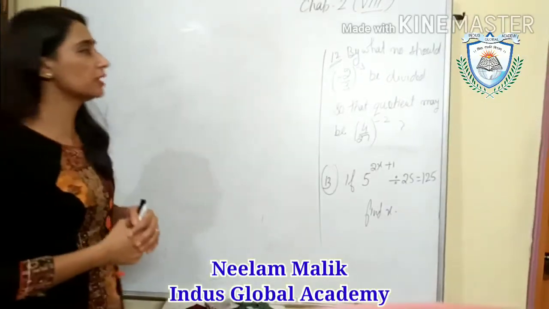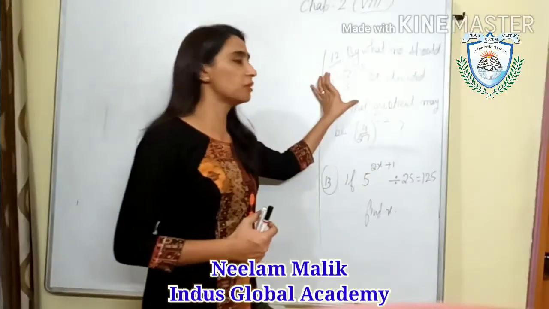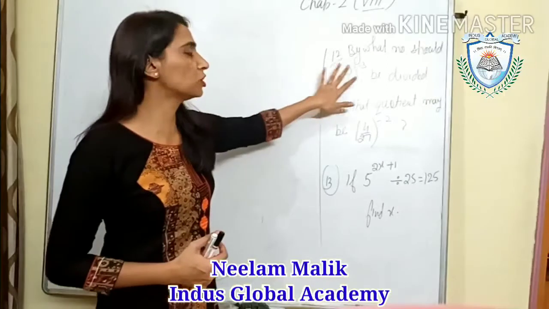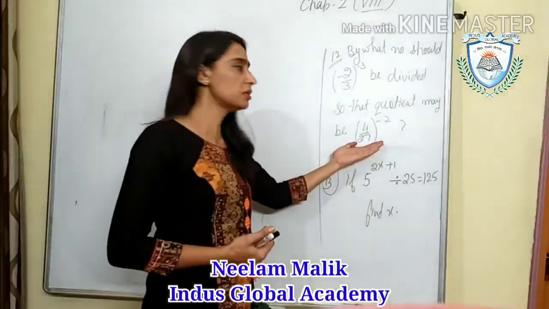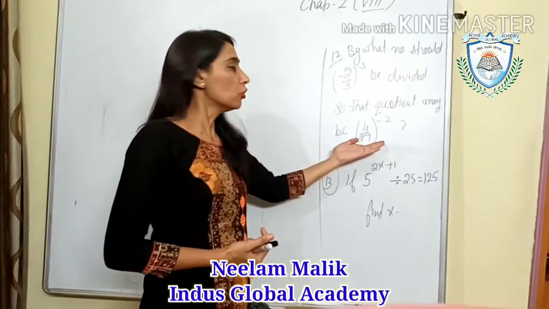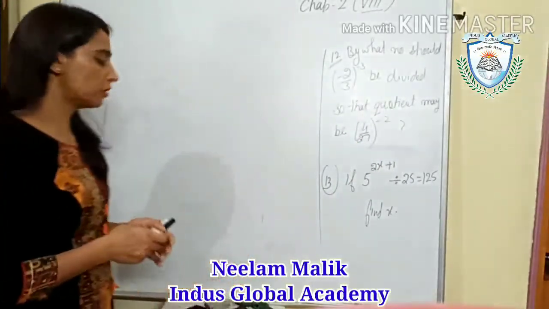Means the statement is, by which number should we divide minus 2 upon 3 the whole power 3, so that we get the result as 4 upon 27 the whole power minus 2.